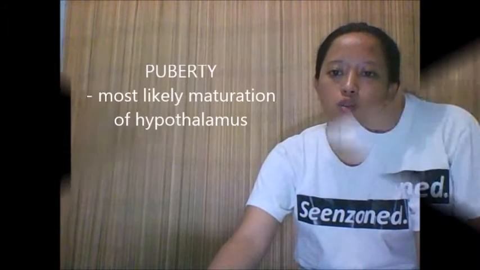Conception, the fertilization of an egg by a sperm, normally occurs in the fallopian tubes. The fertilized egg then moves to the uterus, where it implants into the lining of the uterine wall.